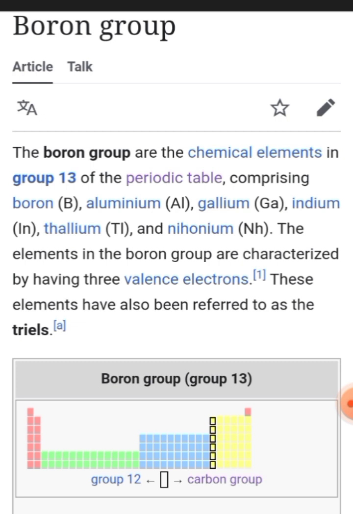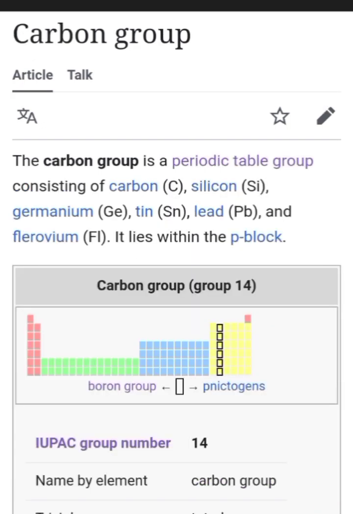The elements in the boron group are characterized by having 3 valence electrons. In group 1 there is 1 valence electron, in group 2 there are 2 valence electrons, and then this group 3 has 3 valence electrons. The elements have also been referred to as the triels. The triels. Take note of that. Very, very important.